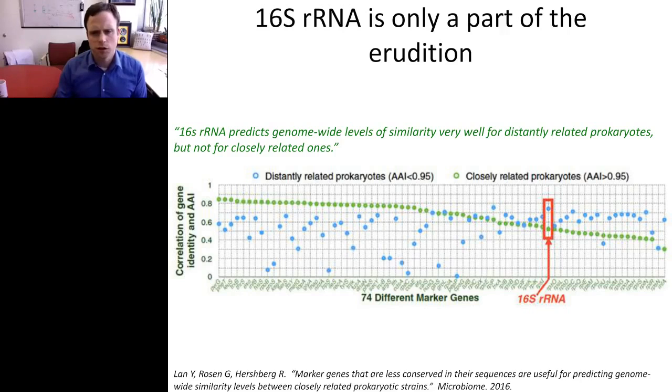You can see here in green, these are 74 different marker genes that are present in most prokaryotes. And 16S ribosomal RNA is not even the best gene for either of these categories, distantly or closely related ones. It's just one that historically has had a lot of impact in terms of discovering even new kingdoms of life, as well as for relative ease. But we all know that 16S is not perfect, but it has had some utility.